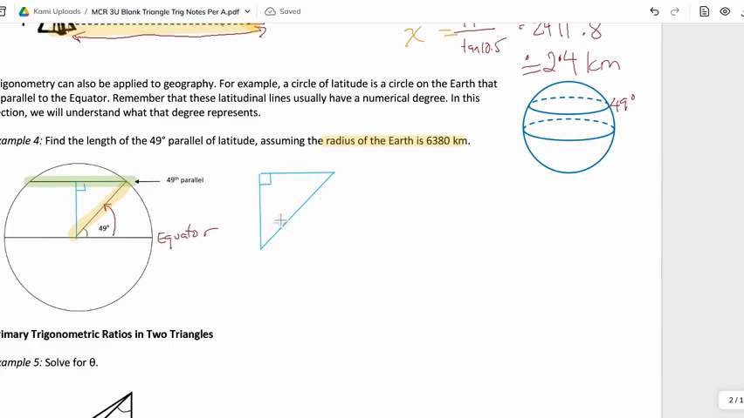I know the length of the hypotenuse. It's 8,380 kilometers. Oh, sorry, 8 kilometers, not degrees. 49, where do I put it? Does it go in the lower angle or the upper angle?